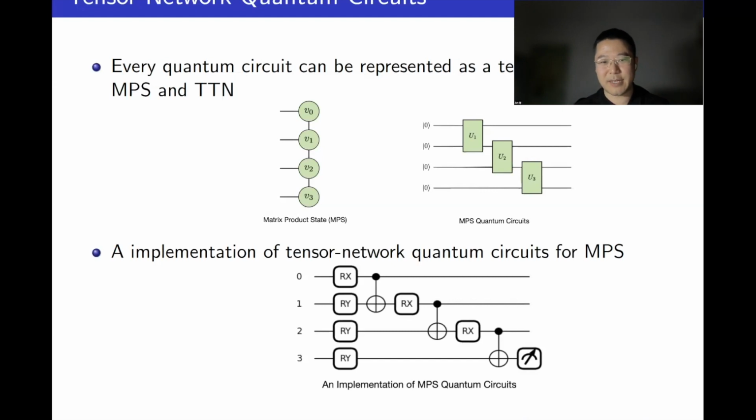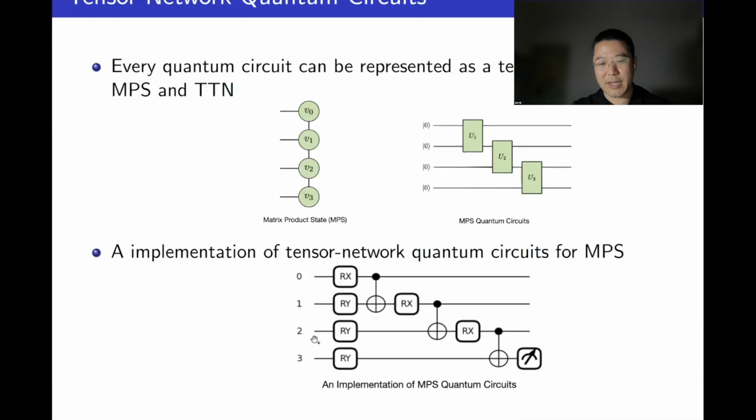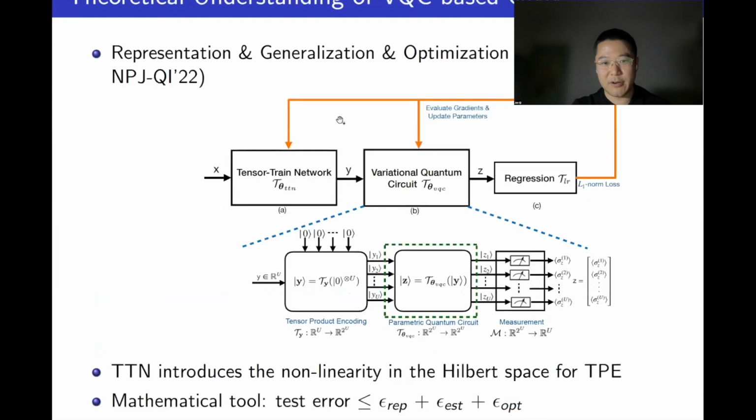But for a classical neural network, it's impossible. It is intractable to use quantum circuits to approximate the dense layer. But if you convert the dense layer to the tensor train layer, we can use 100 qubits to realize the quantum circuits to approximate such a tensor train layer. We call such an architecture an end-to-end quantum circuit, a quantum neural network.